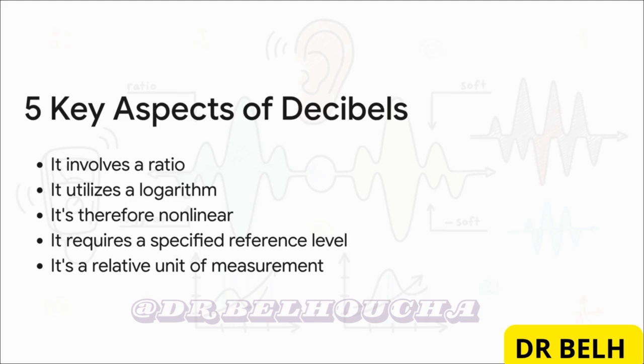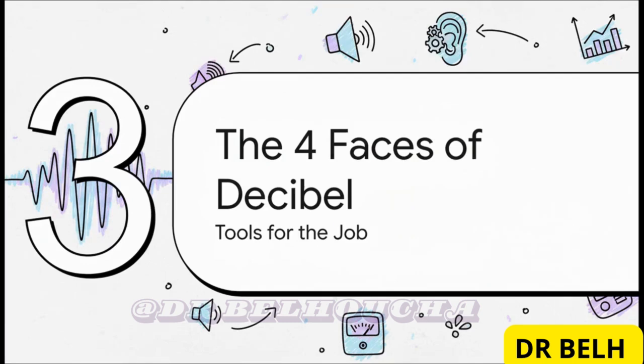A decibel is always a ratio. It uses a logarithm, which makes it nonlinear, and that's a super important detail for later. And because it's a ratio, it always needs a reference point. It's a relative unit, not an absolute one. Got it? Good. With that foundation set, let's meet the family. You see, you shouldn't think of the decibel as just one thing. Think of it more like a toolkit with 4 different instruments, each one perfectly designed for a specific job. These are the 4 faces of the decibel that you will use every single day in the clinic.